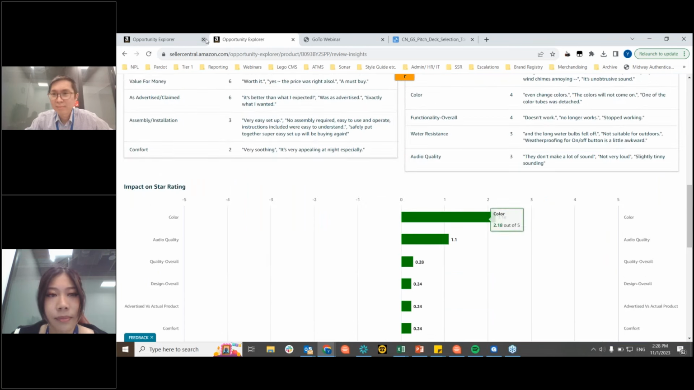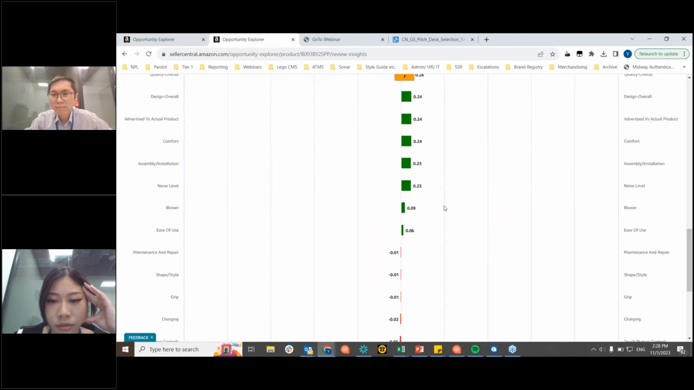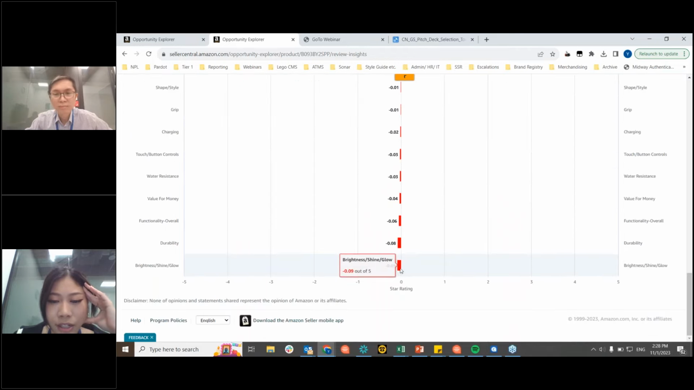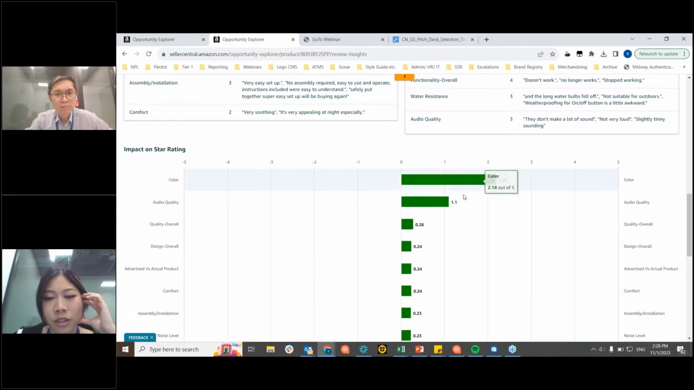Okay, it'll tell you the importance of the different functions or features to the star ratings. It seems like color and audio are the most important. Brightness, even though it's frequently mentioned, doesn't really impact star rating. It's only like 0.09. So most importantly, just make sure these three things are covered, or these two in fact.